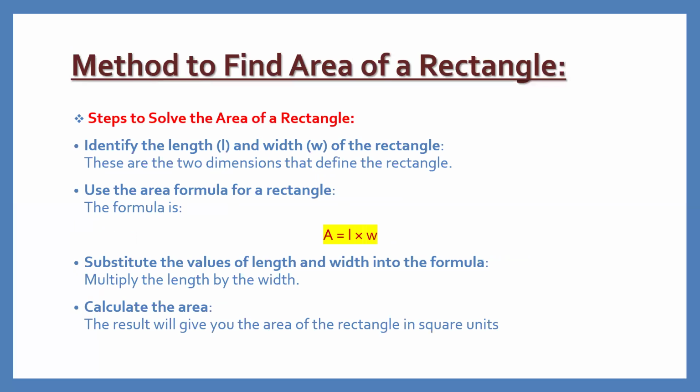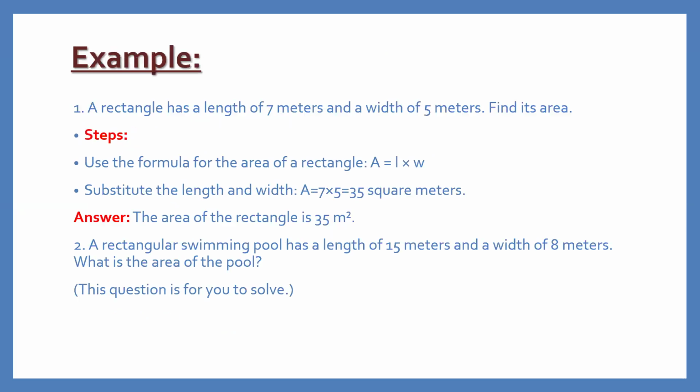Then comes the method to find the area of a rectangle. So here are the steps to solve the area of a rectangle. Same way, first identify what the length and width are. Then write the formula, which is A equals L multiplied by W. Substitute the values of L and W. Calculate and find the result. You have to multiply length and width to get the answer for the area of a rectangle.